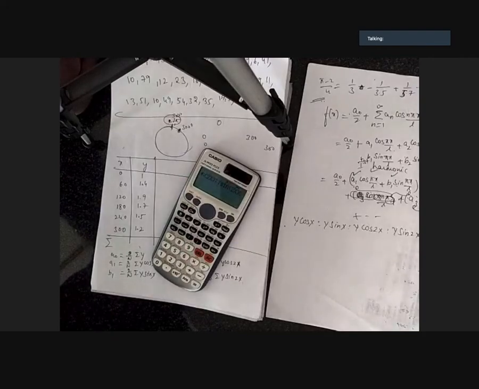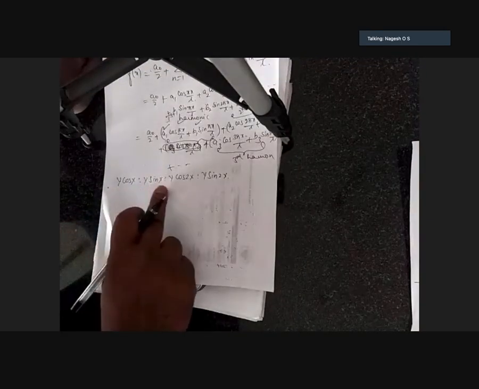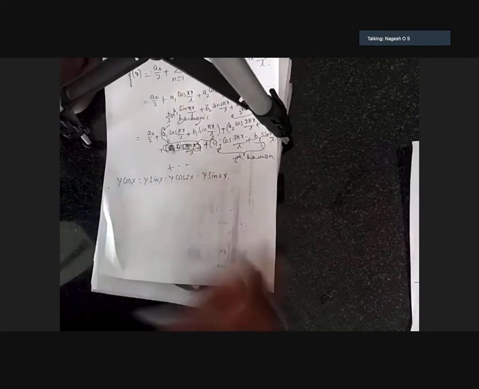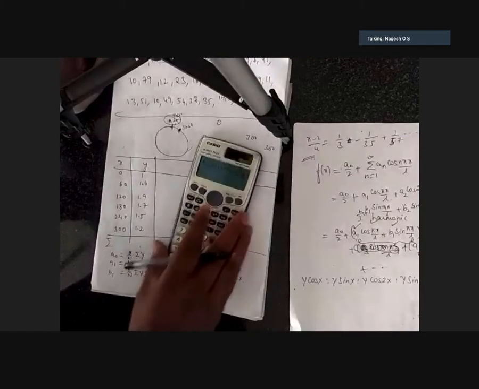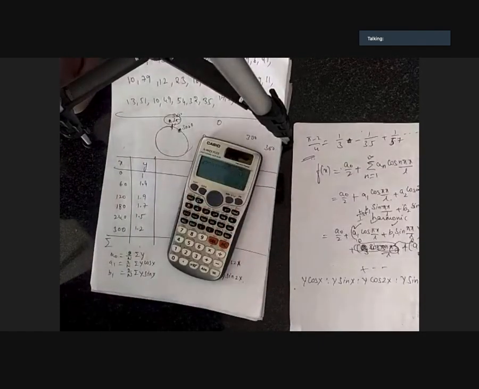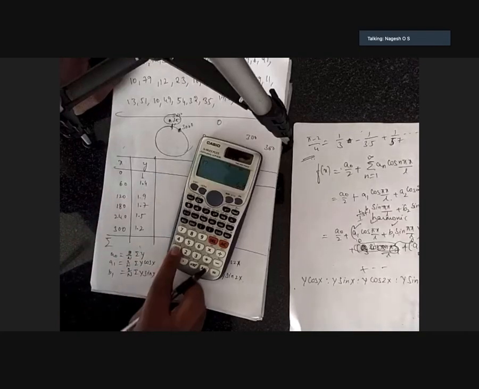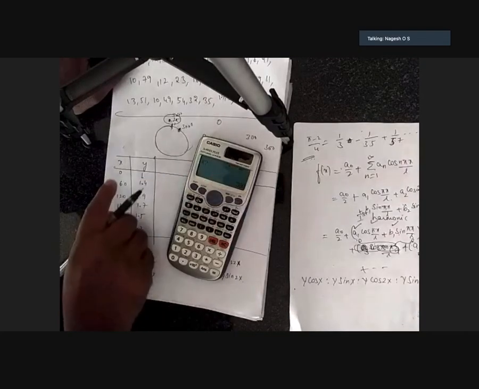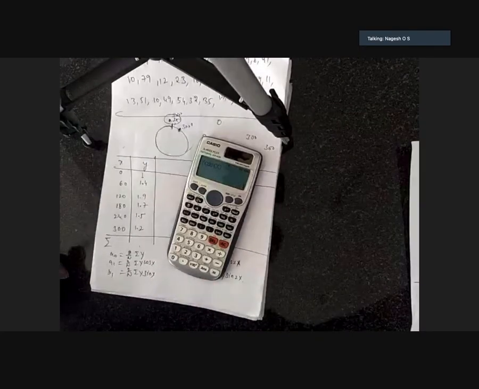Okay, understood? Directly give y cos x colon y sin x colon y cos 2x colon y sin 2x. Okay. Next, press CALC. CALC, it will ask y value. Y value, be careful, give 1. Then it will ask x value. X value, give 0. It will show y cos x value.